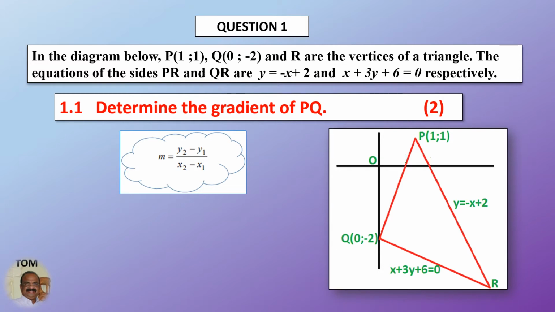We have the coordinates of P (1, 1) and Q (0, minus 2). Substitute: y2 minus y1, that is minus 2 minus 1, divided by x2 minus x1, that is 0 minus 1, which is simplified on the calculator. You don't need to guess anything, and the answer is positive 3. So the gradient of PQ is equal to 3.